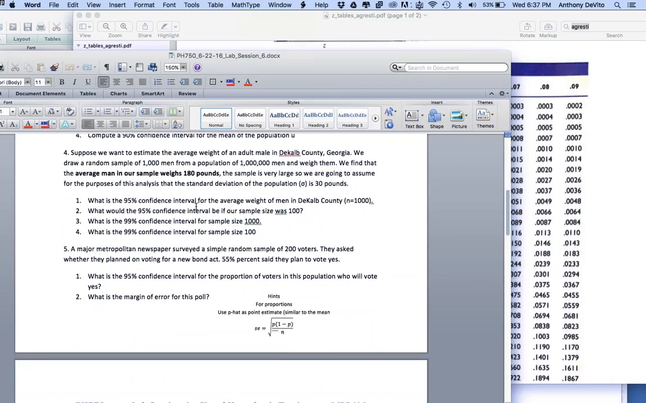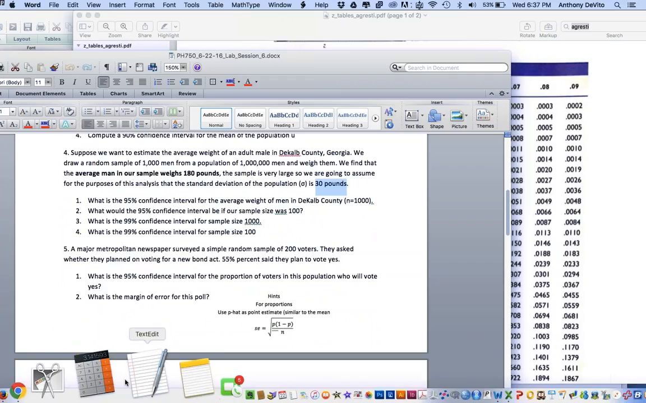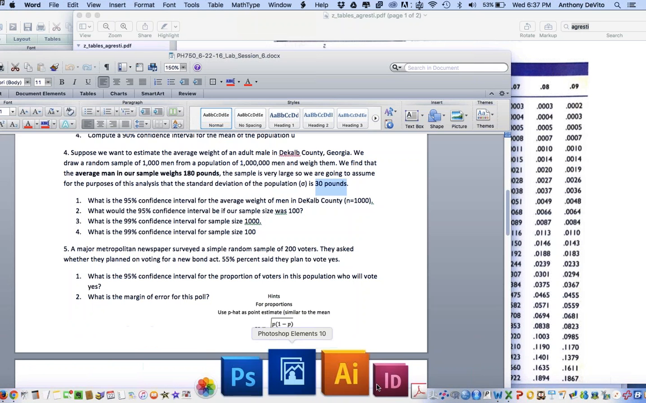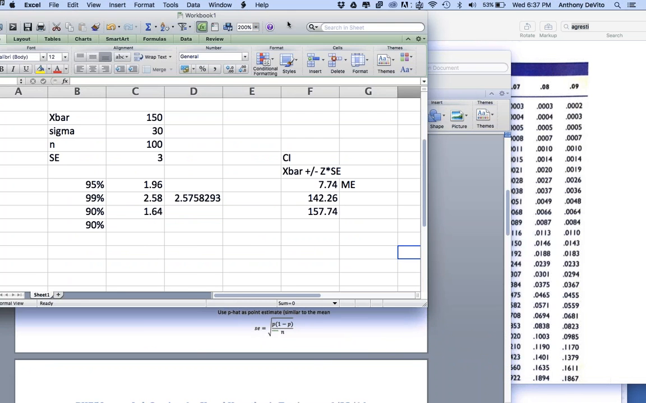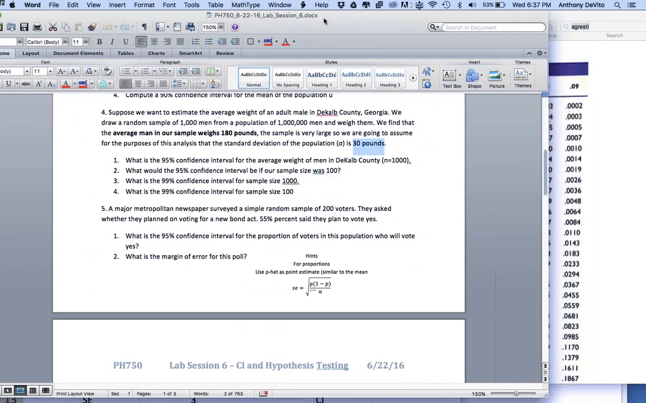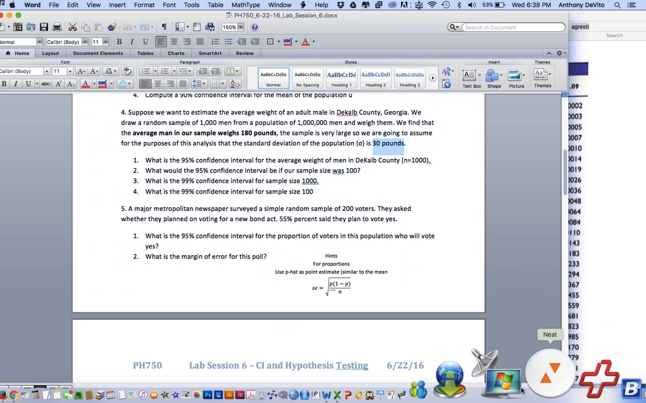Okay, and how would we work with that? 95% confidence interval. Well, n is equal to 1,000, so we would deal with this by calculating the standard error. The standard error is going to be 30 divided by the square root of 1,000. I'm not sure what that is. Let's see, square root of 1,000 is 31.6 roughly. Actually, I would probably use Excel to do this. Let me pull up Excel.